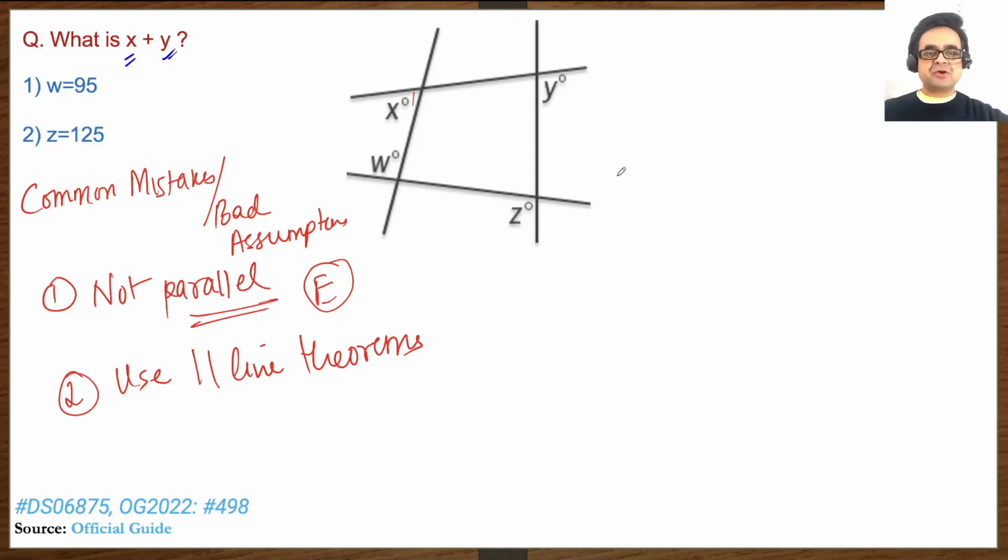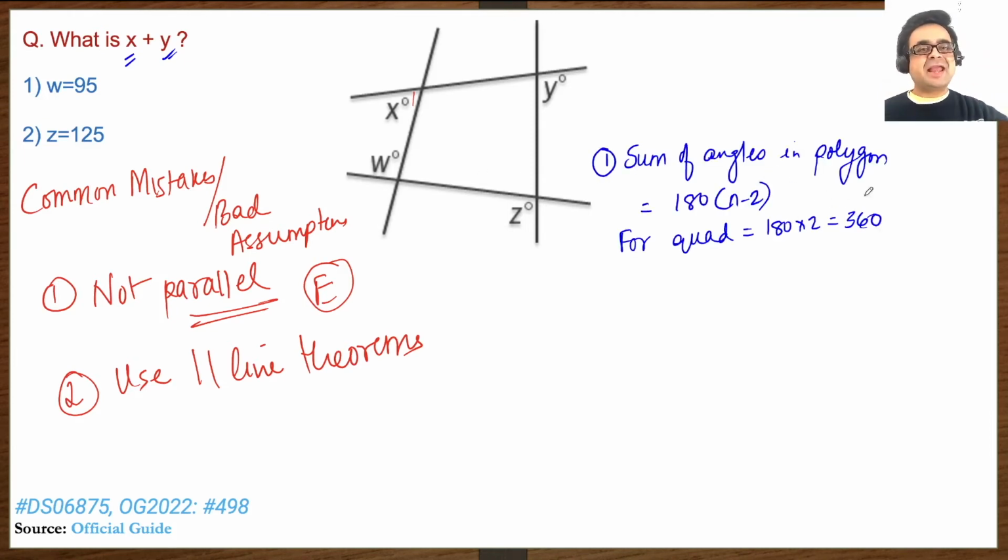So that would be the first theorem. The sum of angles in any polygon is 180 multiplied by n minus 2. And since it is a quadrilateral, we have 4 minus 2. So the sum of internal angles would be 360 degrees. This is the first theorem that you would apply.